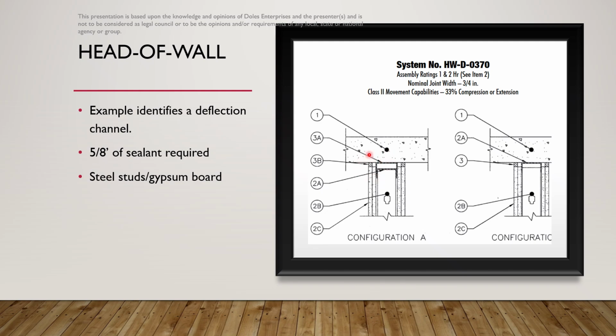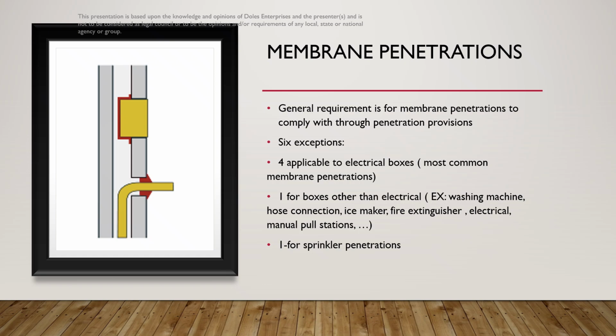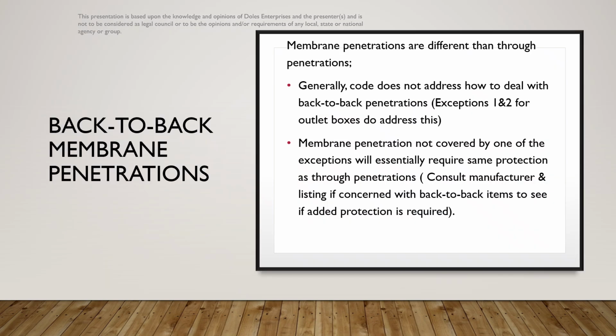One final note is quite often on some designs we actually have a fire caulk provision for the base of the wall also. Within the building code, the general requirement is for membrane penetrations to comply with the through penetration provisions. There are 6 exceptions for those: one for electrical boxes, one for boxes other than electrical, and one for sprinkler penetrations. Obviously, membrane penetrations are different than through penetrations. Generally, code does not address how to deal with back-to-back penetrations. Membrane penetrations are to be covered the same as through penetrations, although we know that just can't happen sometimes.